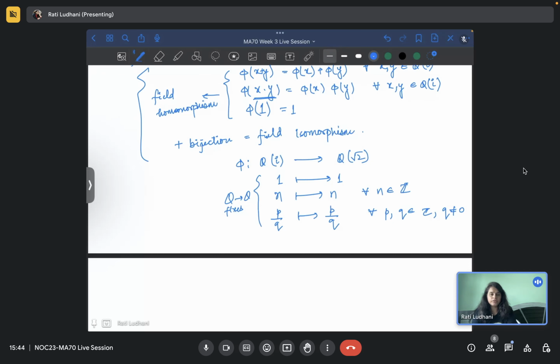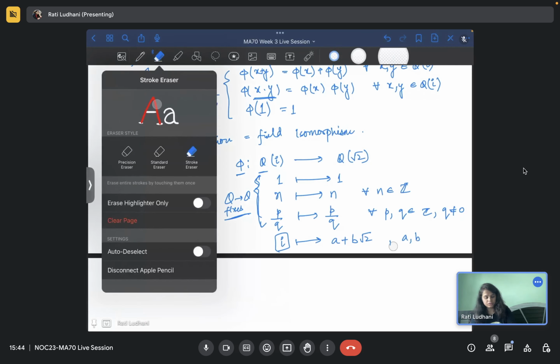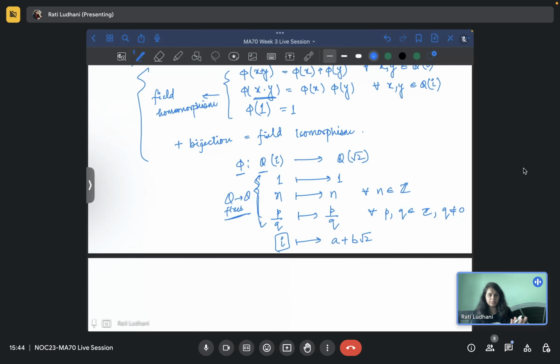Now what we really need to think about is which element, since Q is fixed already. So let's say where i goes, because we don't have any choice for Q. We have a choice for i, and wherever it goes, it will be some element of Q(root 2). A typical element of Q(root 2) will look like a plus b root 2. I have already assumed phi is a field isomorphism, so I am saying i goes to a plus b root 2, for some a, b belonging to Q.